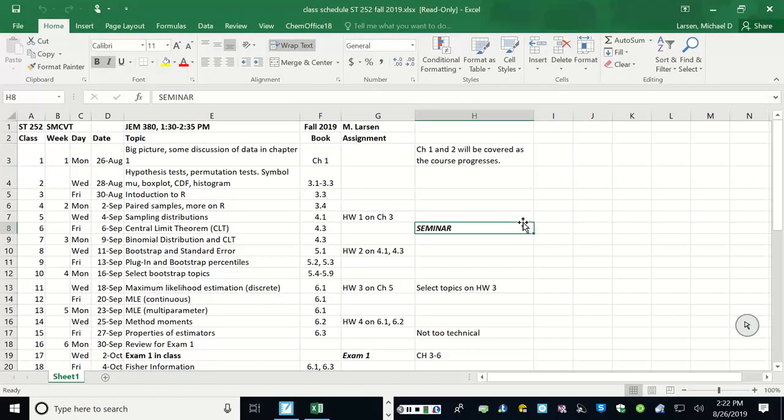Friday, September 6th is the first department seminar for mathematics and statistics. So maybe some of you are presenting. These are students presenting on work that they've done over the summer, mathematics, computer science related, but also statistics, data science. So that's, I think, pretty interesting.